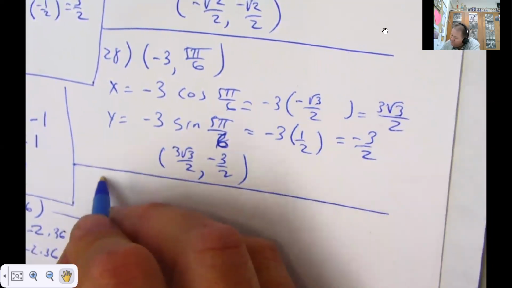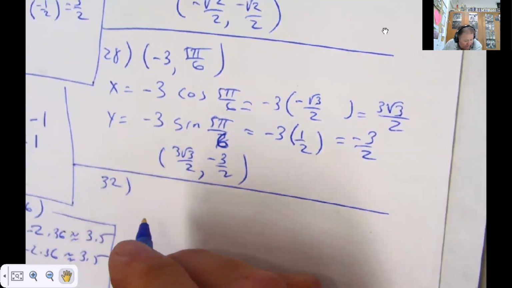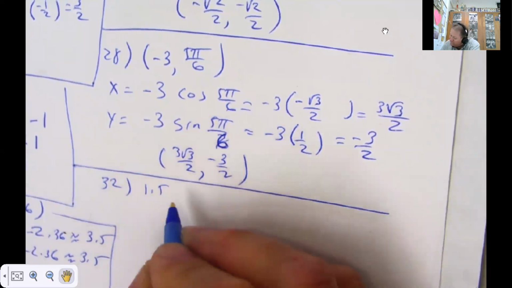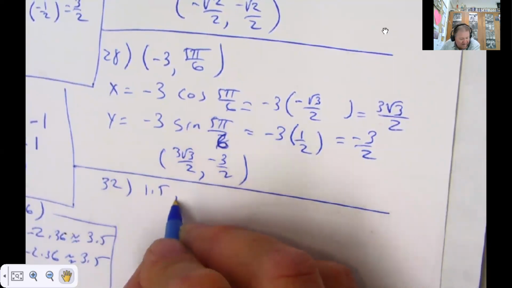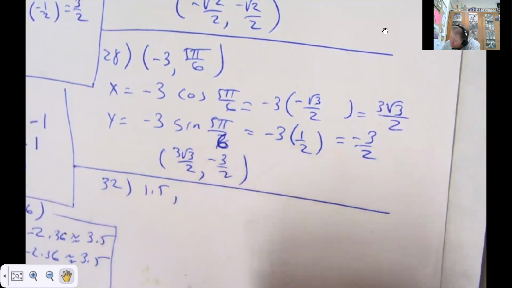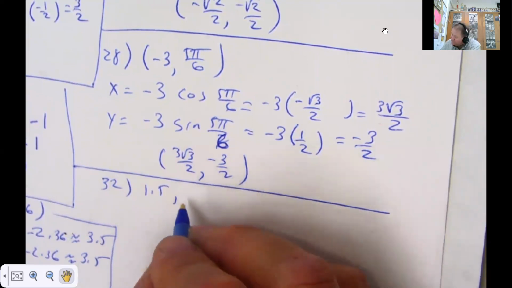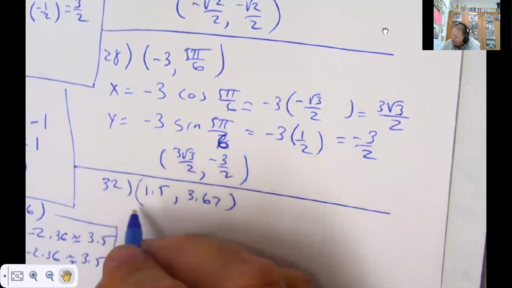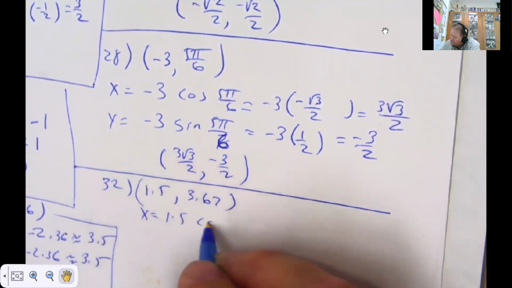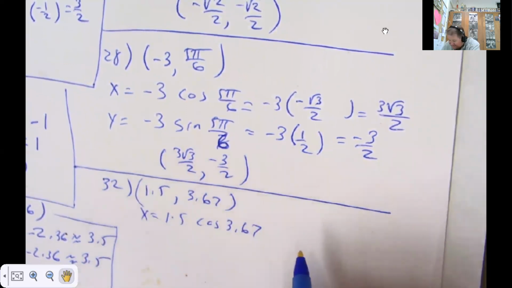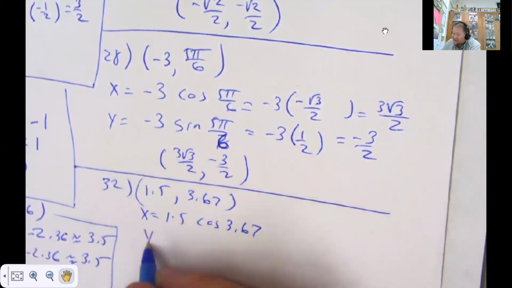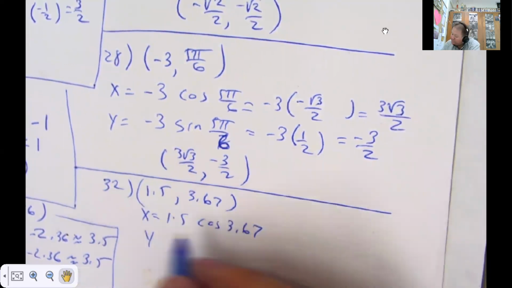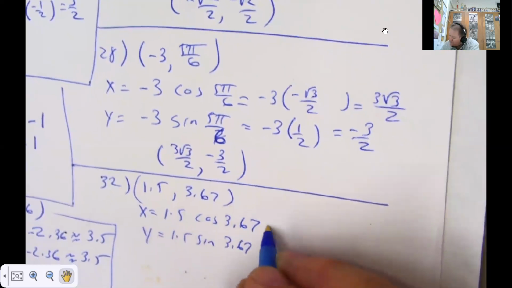And 32. Uh-oh. We're in the radian world again. It's going to be 1.5 comma 3.67 radians. There's no degree symbol. They clearly mean radians here. So x is going to be equal to 1.5 times the cosine of 3.67 radians. Make sure it's radians. I'm just going to do that in my calculator. Y is going to be 1.5 times the sine of 3.67 radians.